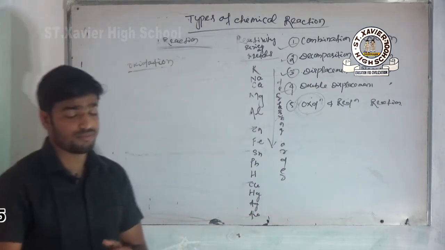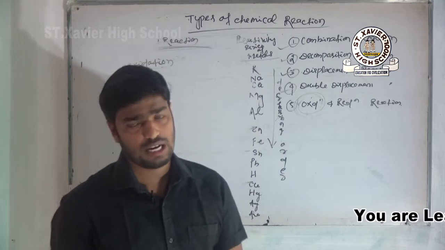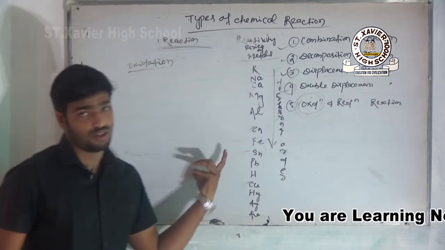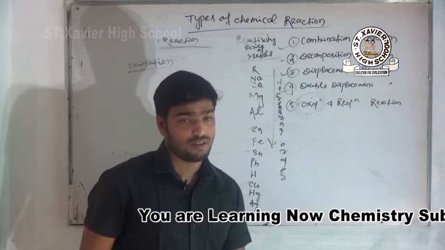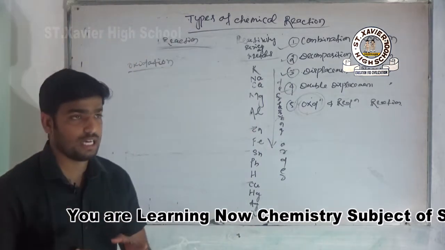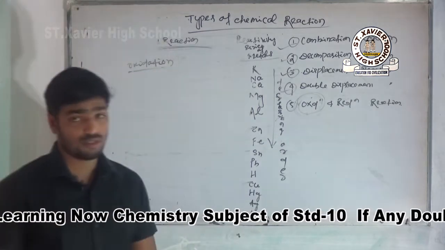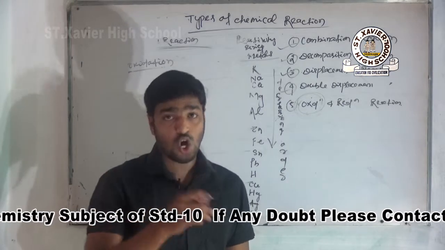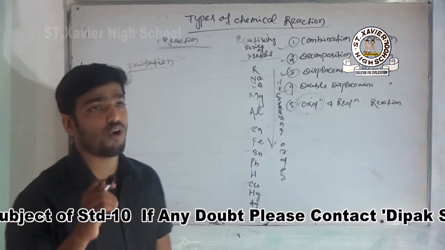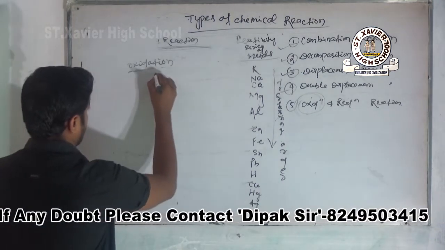Now, what is oxidation? A simple thing: the word oxy comes here, that means oxygen. Oxidation means addition of oxygen or removal of hydrogen. So what is oxidation? The addition of oxygen to a substance or removal of hydrogen from a substance is known as oxidation. What is oxidation? Addition of oxygen.